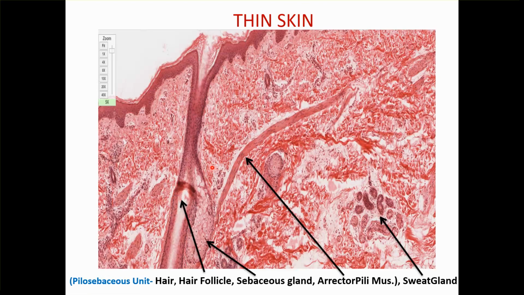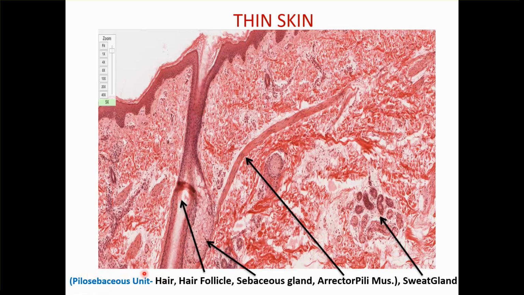This is for thin skin. You can see that this is the hair. This is the hair follicle. Then you have the sebaceous gland, which is opening into the hair follicle. Then can you see the pink one here? This is the erector pili muscle. All this together forms the pilosebaceous unit.